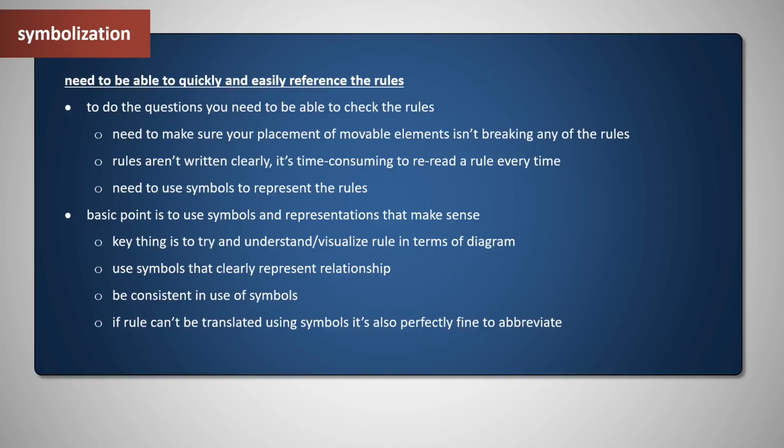So this once again comes back to you need to be able to do this quickly and easily. So you want to use symbols and representations. You can try and understand that by thinking of the rule in terms of what's going on in the diagram. There's going to be some set symbolizations. You want to be consistent in how you use it so that you're not thinking to yourself, why am I doing this in a particular way in this game, and is it different from another one? How exactly am I using the symbol? So whenever you use the symbol, always use it in the same sense. And whenever you can't use a symbol, you can always abbreviate just so that you more quickly and easily, as you're scanning through it, understand what the rule is telling you.